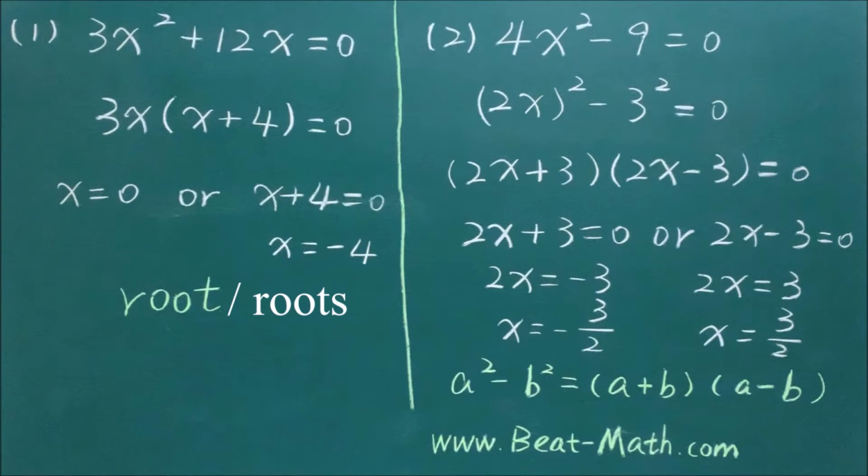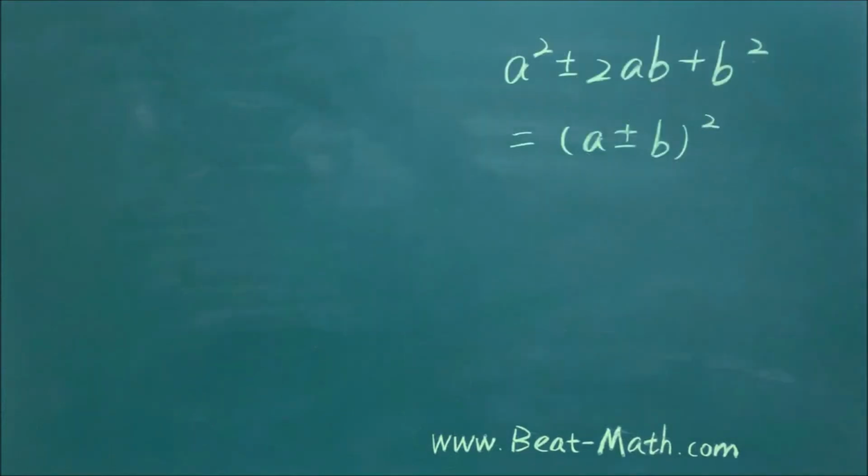Now, do you remember that we can use the perfect square formula to factor polynomials? That is a squared plus or minus 2ab plus b squared equals (a plus or minus b) squared. It can also be applied to solving equations. Let's try this method together.